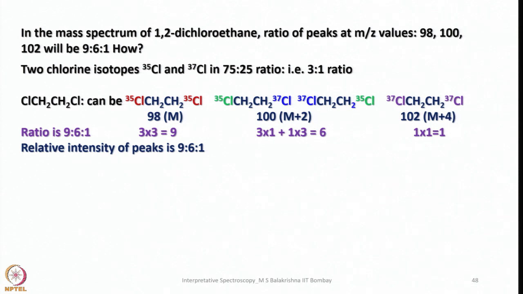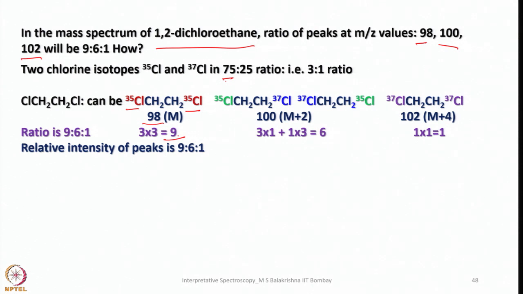In the mass spectrum of 1,2-dichloroethane, the peaks at mass to charge values are 98, 100, and 102. The ratio of these is 9:6:1, explain how. When we look into chlorine, two isotopes are there, 35Cl and 37Cl. They are in the ratio of 3:1, that is 75% and 25%. Then we write all possible combinations of these two isotopes in dichloroethane. One is 35Cl and 35Cl both. Here it is 98, 75 both, so that's the reason it is 3 times 3, 9.